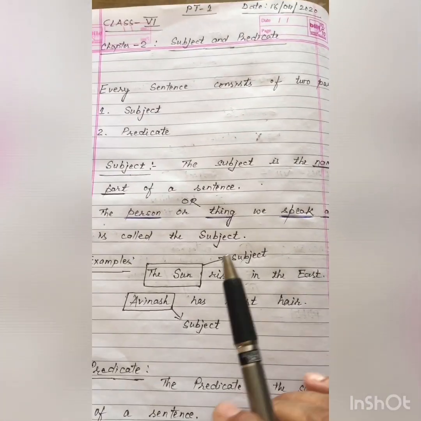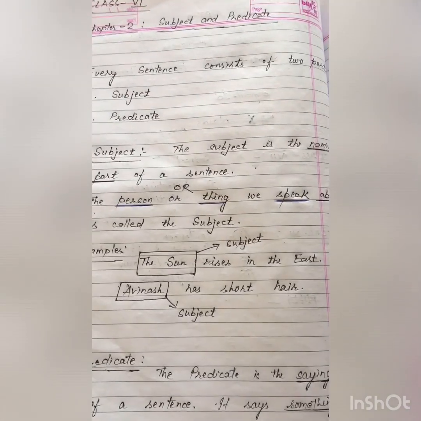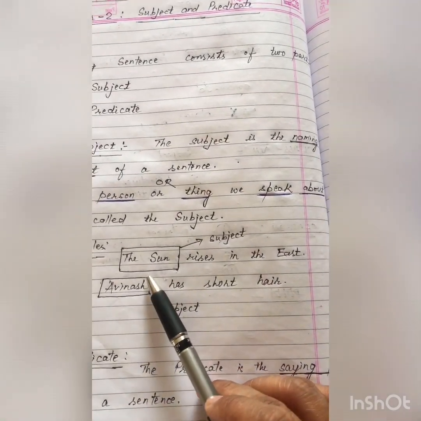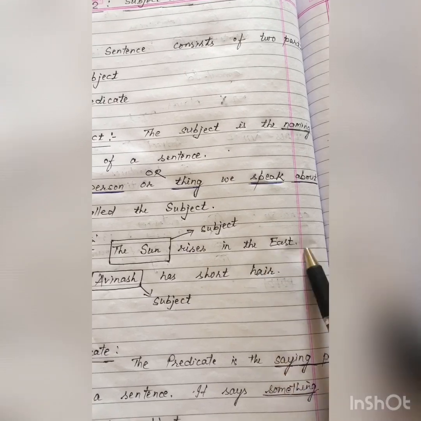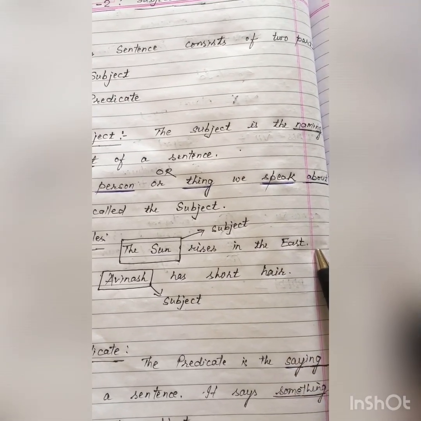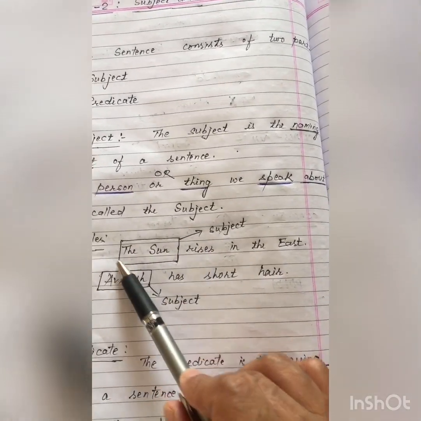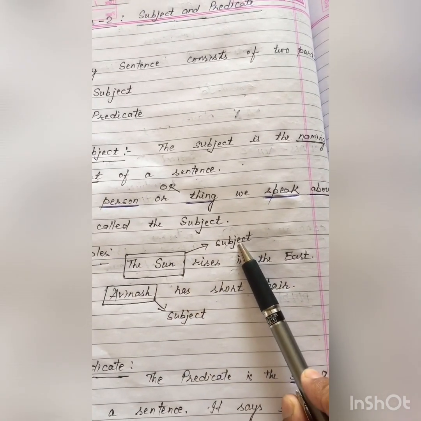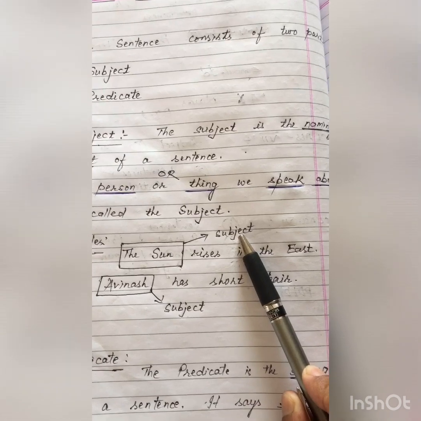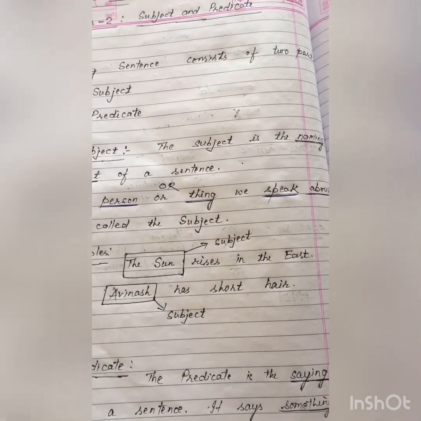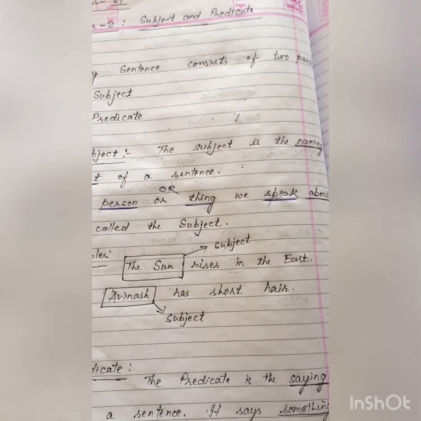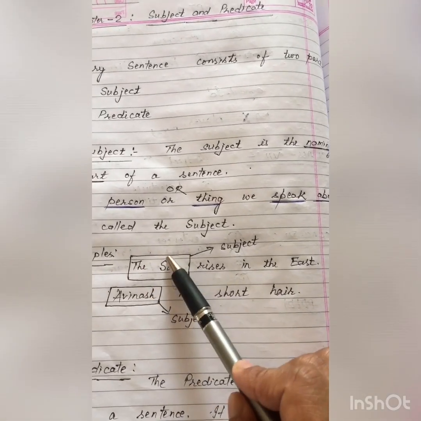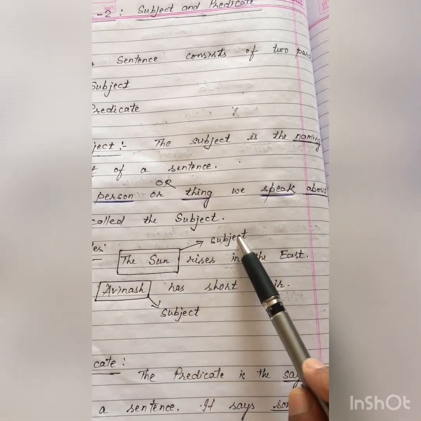Okay, now some examples. The first example is: the sun rises in the east. Here in this sentence, the sun is your subject because we are talking about the sun. So here it becomes your subject.